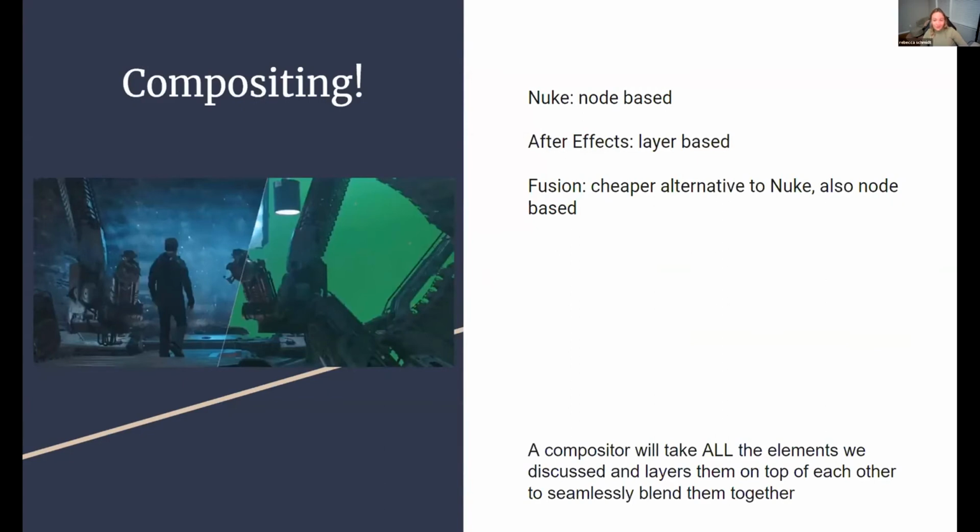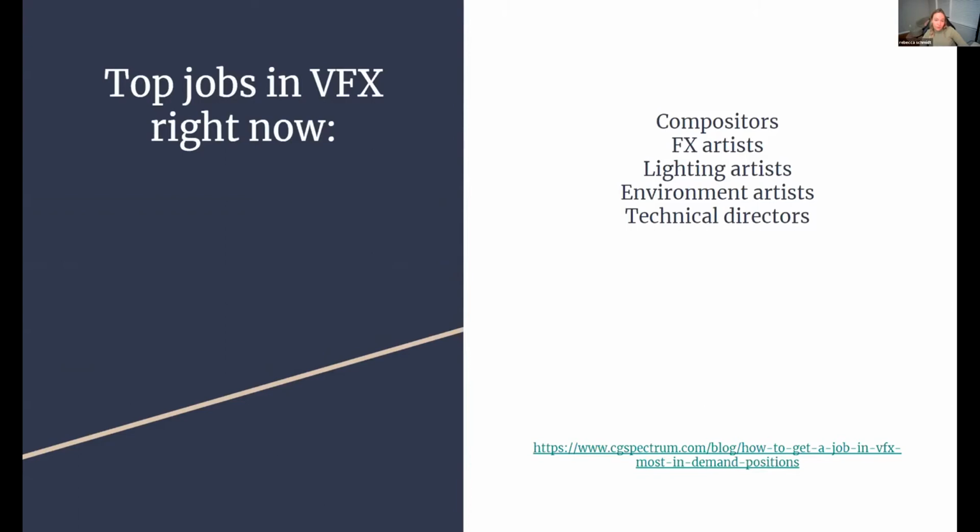Once you're done rendering, you can bring it all together with compositing. So there's Nuke, After Effects, and Fusion. As you guys know, Nuke is node-based, and After Effects is layer-based. A compositor will take all the elements and composite them together. The top jobs in VFX right now are compositors, FX artists, lighting artists, environmental artists, and technical directors. It's really important to know how to composite CG because it's so popular right now.